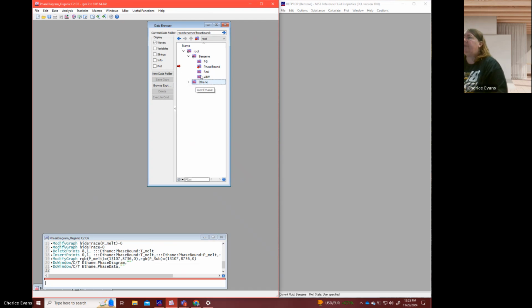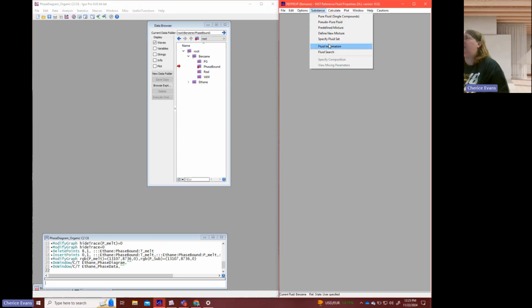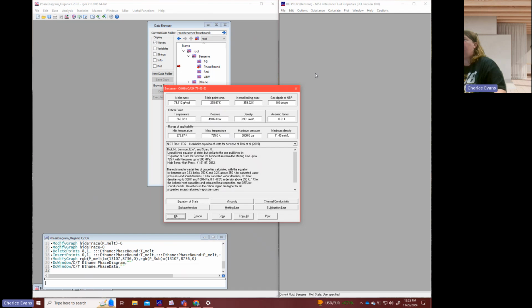So now I've got benzene already loaded in RefProp, and I did not set all of that up, but I do need to write down all of the information. So I'll do that real quick. The triple point is 278.7 Kelvin, don't have the triple temperature. Critical point is 562.